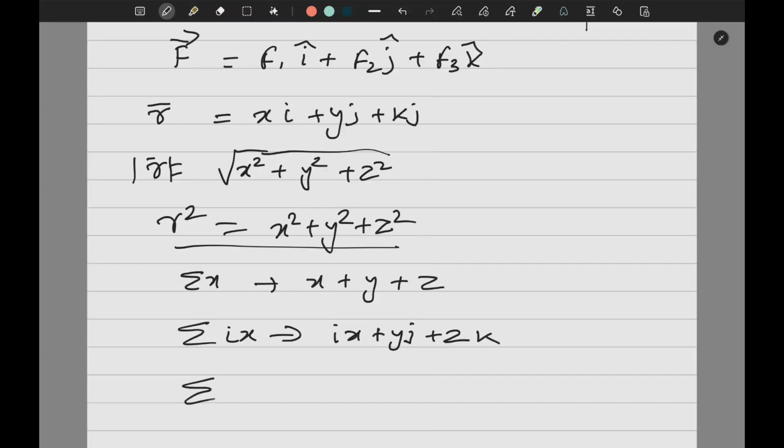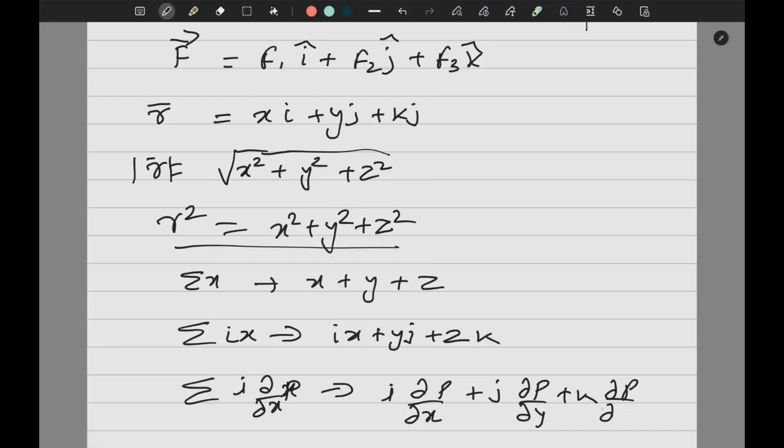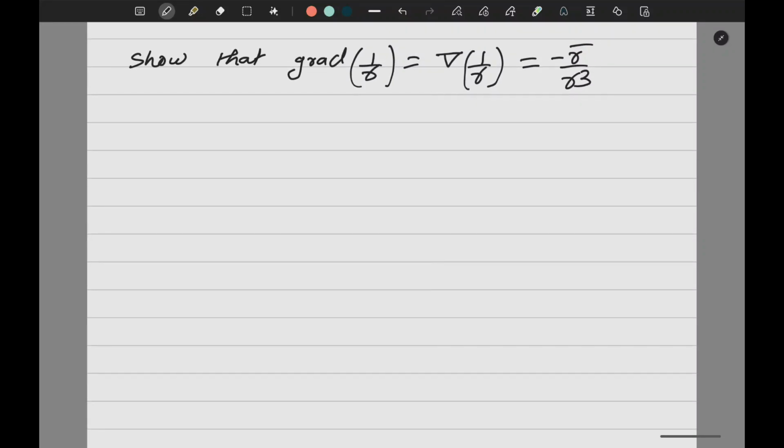If I am writing summation i ∂/∂x of p, it represents i ∂p/∂x plus j ∂p/∂y plus k ∂p/∂z. So it is like that. Instead of writing the whole expression, we sometimes prefer to write the summation. Now let us do this question. In one question I will show you both methods, then in the remaining questions I will be using summation.